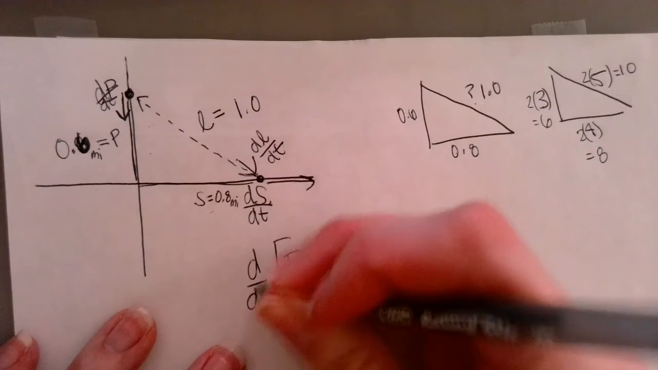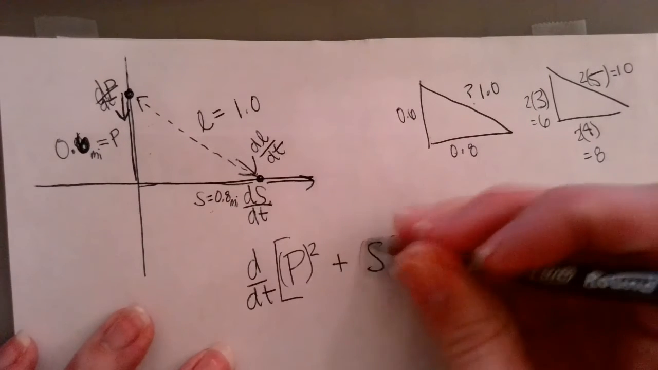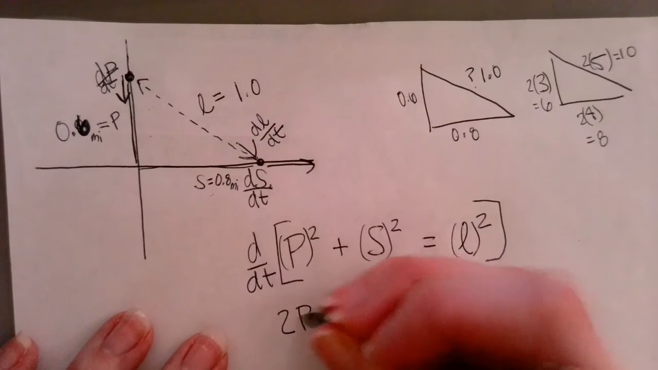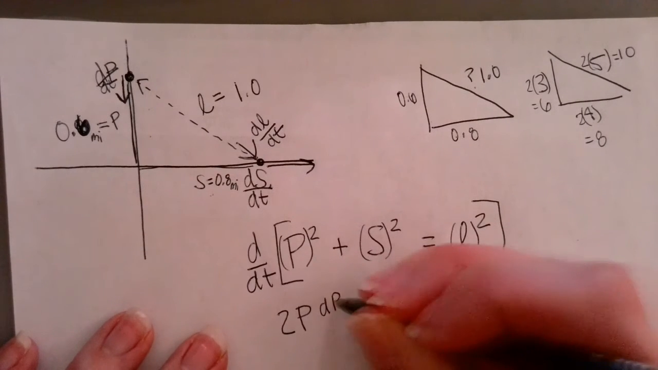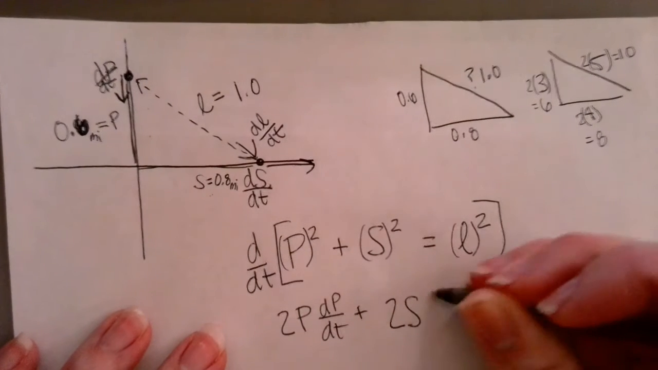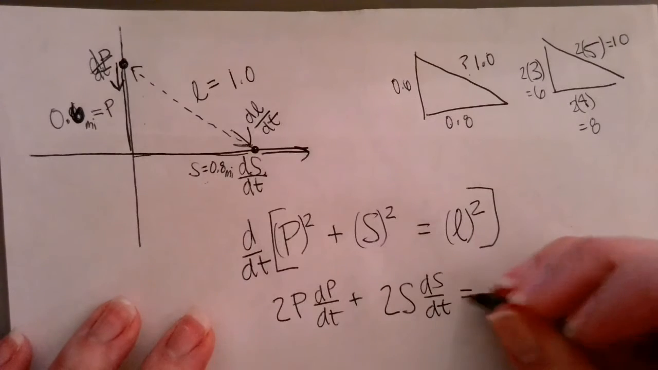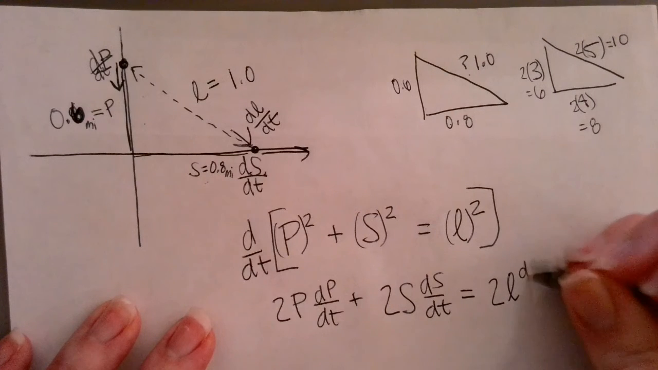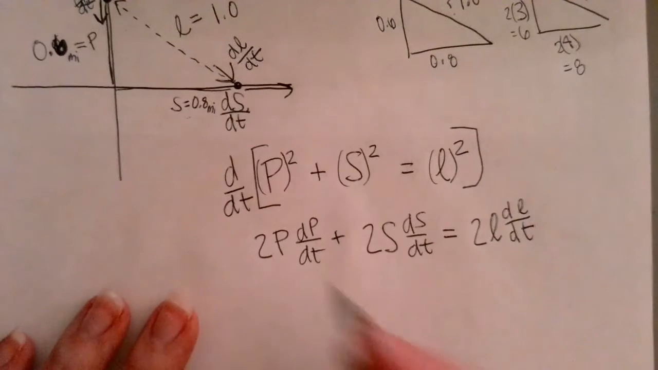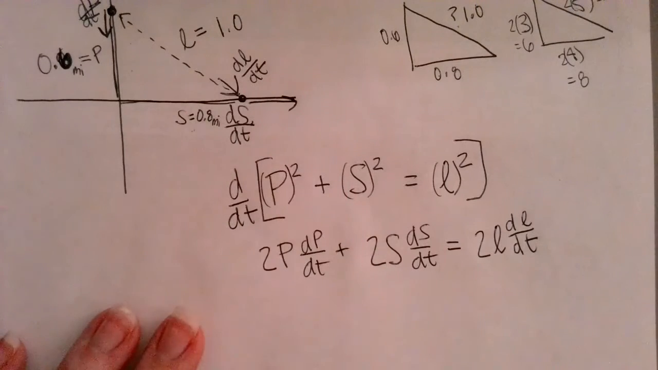D dt. Of course, we're going to be using the chain rule 3 times here. There are no products or quotients. 2p dp dt is the derivative of p squared, plus 2s ds dt is the derivative of s squared, equals 2l dl dt, the derivative of L squared. Now I can plug in quantities that I know from my given information.